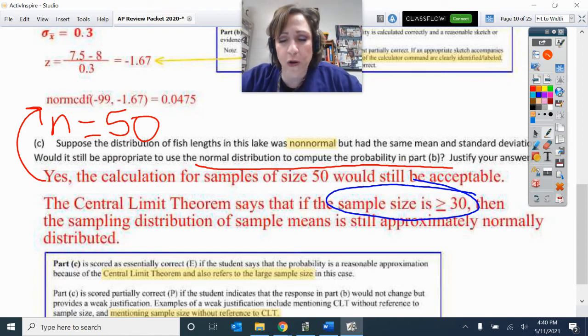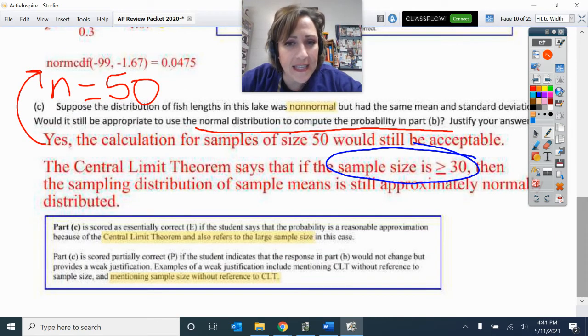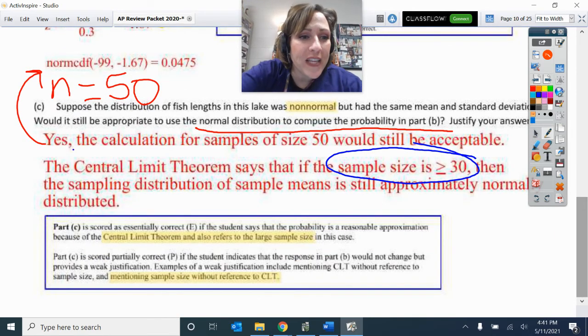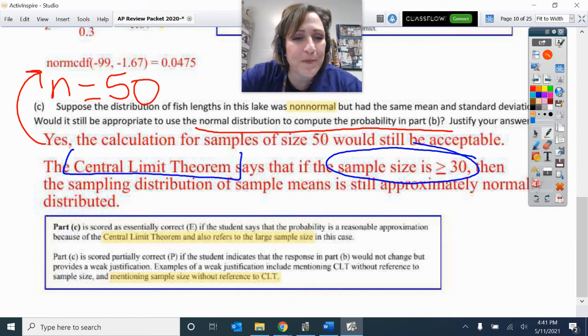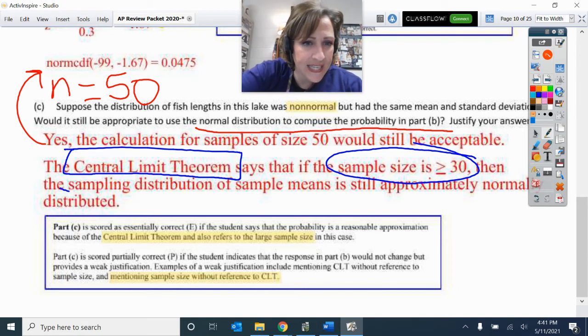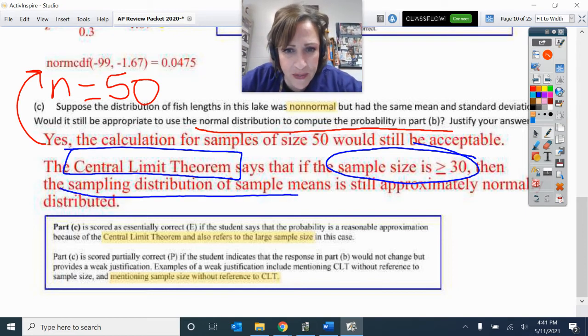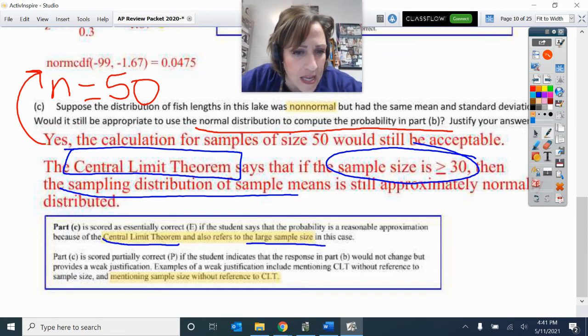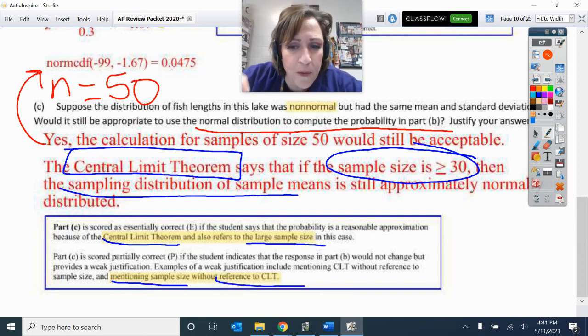To get full credit, you had to say yes, because the central limit theorem says that if the sample size is greater than or equal to 30, then the sampling distribution is approximately normal. See, to get full credit, the central limit theorem and refers to the large sample size. Mentioning sample size without central limit theorem is partial credit.